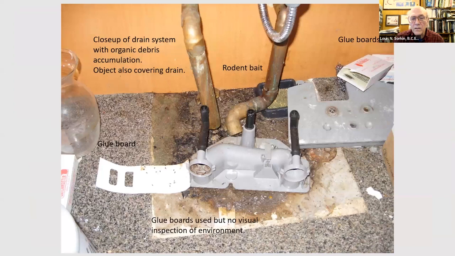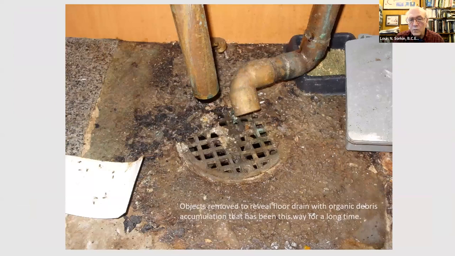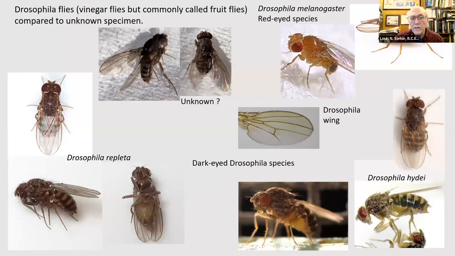Drosophila. These were rodent baits infested by flies, the wet area, or Drosophila breeding sites of dark-eyed Drosophila. You could see them here. This is a picture I sort of used before with another unknown, but these were Drosophila there.